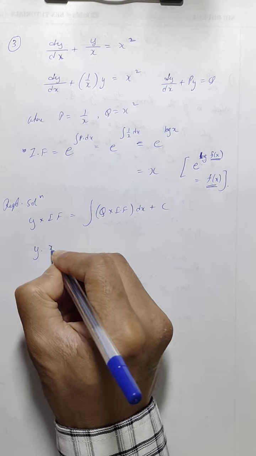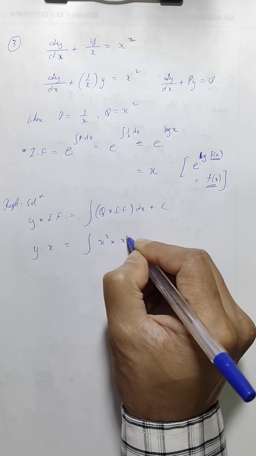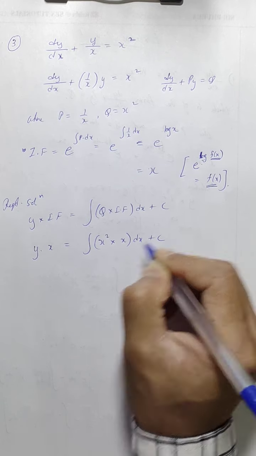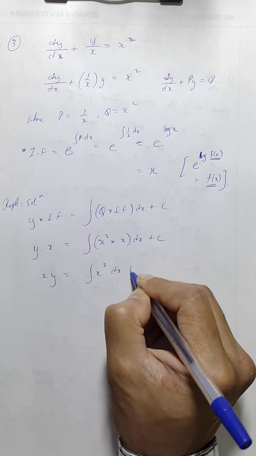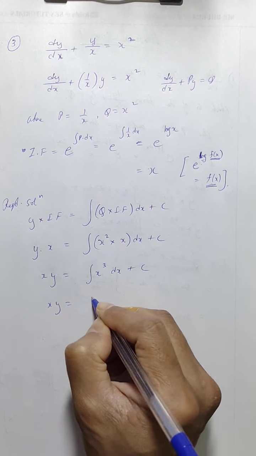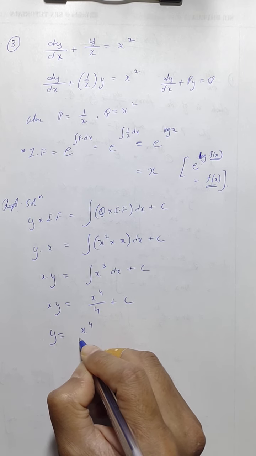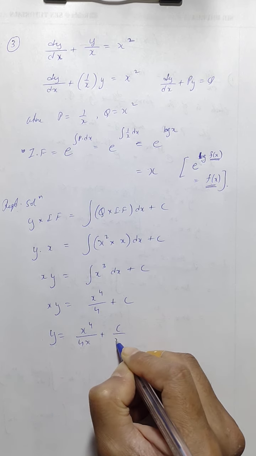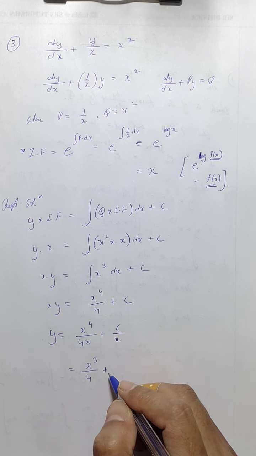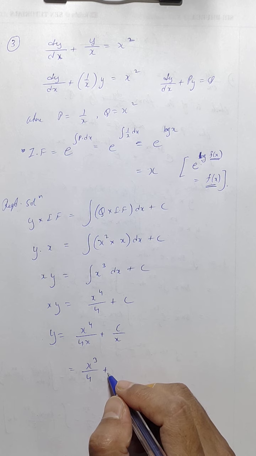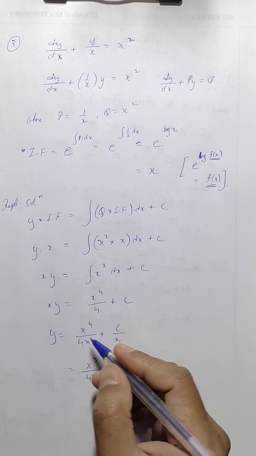So y into integrating factor is x, q is x square, integrating factor x. So xy equal to integral of x cube. So xy equal to x power 4 by 4 plus c. So y will be x power 4 by 4x plus c by x. So that's going to be x cube by 4 plus c by x. I can leave it here also. I think, yeah, this will also do.